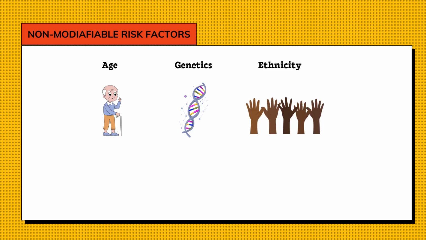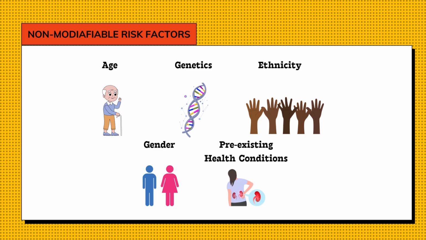Race or ethnicity. Certain ethnic groups, particularly Black individuals, are at a higher risk for hypertension. Gender. Men are generally at a higher risk of developing hypertension at a younger age compared to women, although the risk of women increases post-menopause. Pre-existing health conditions. Conditions such as diabetes, kidney disease, and certain adrenal and thyroid disorders can increase the risk of hypertension.